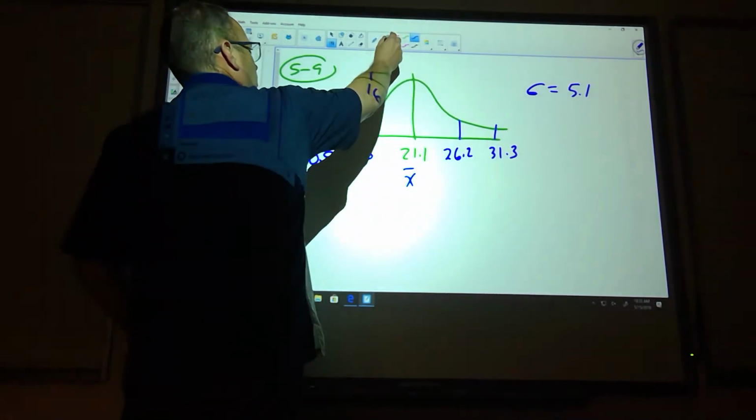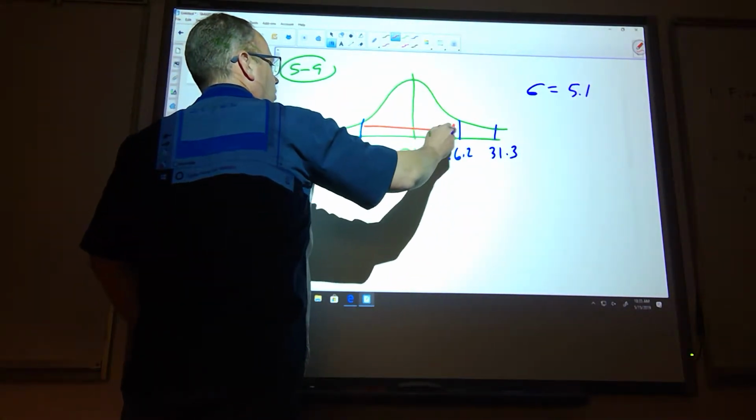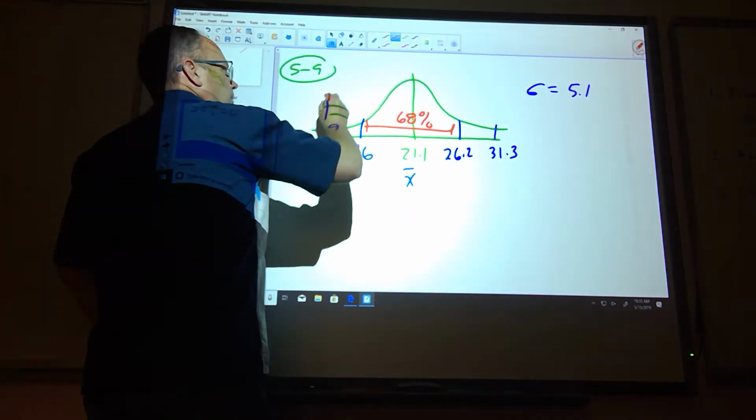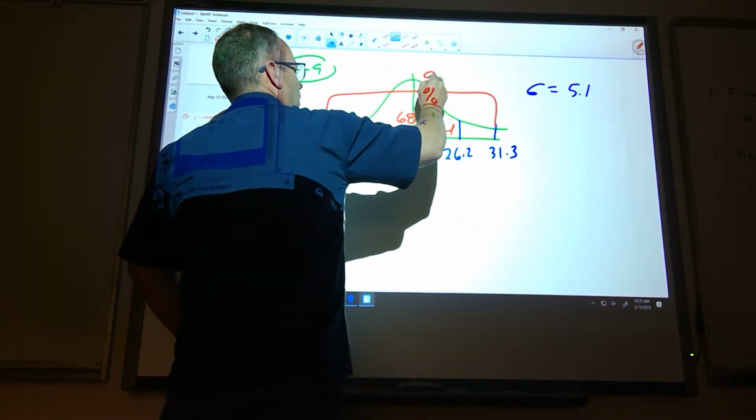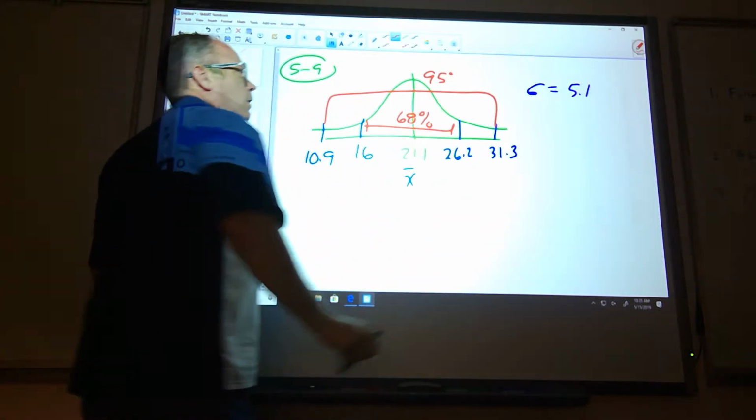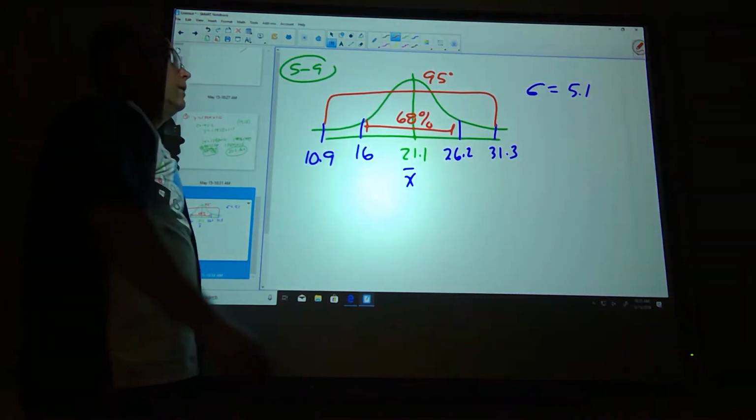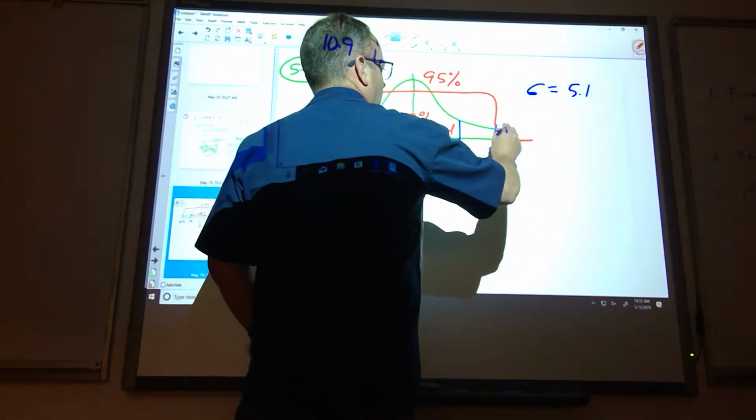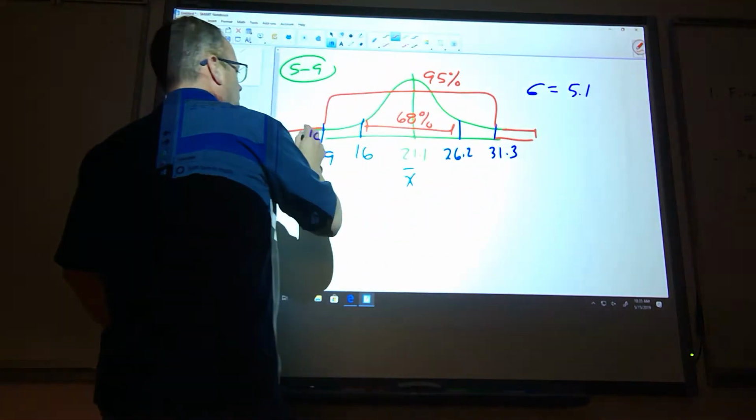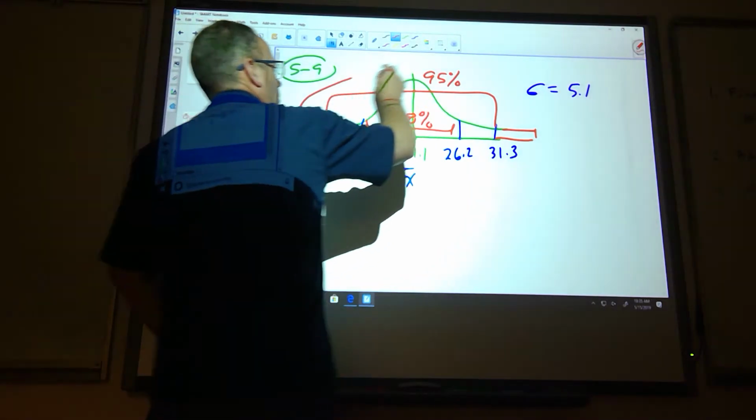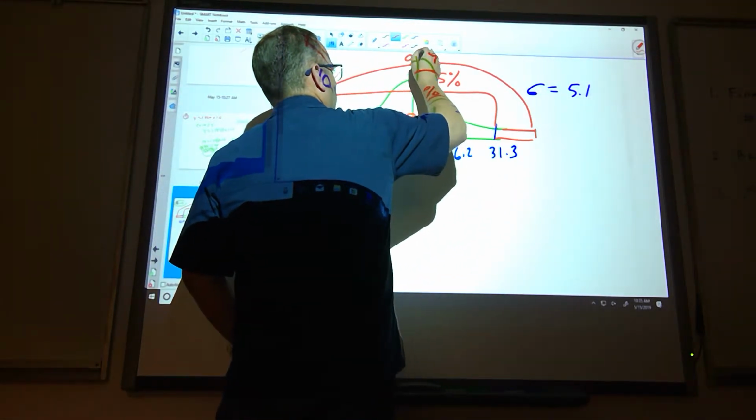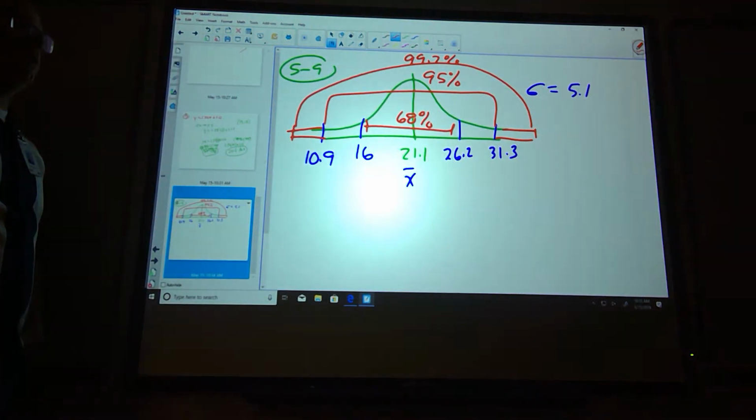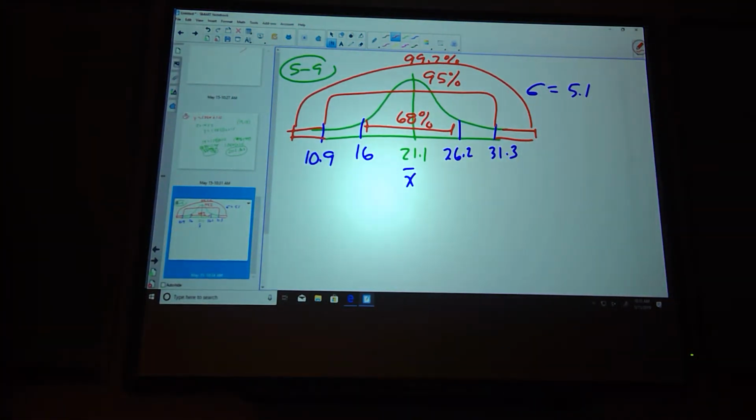68% of our population should fall in here. 95% of our population falls in between these two. Why? That's just how a normal curve works. And if I went out one more standard deviation this way and one more this way, between these we would have 99.7% of our data. So you only have 0.3% which are extreme outliers.